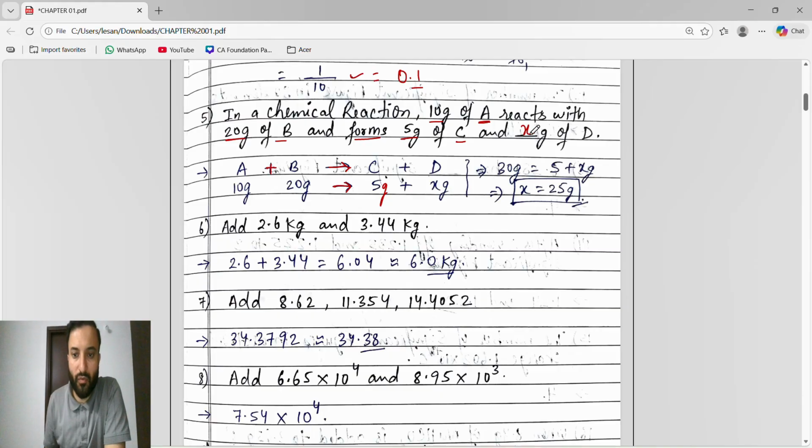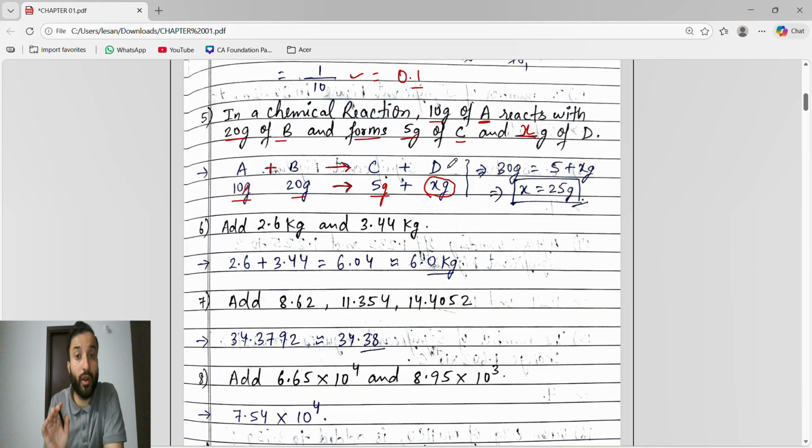So guys, see, we have to find X. Understand this very important thing: whenever you get this type of question, where they have given the weight of a few compounds or elements, you have to find the weight of the remaining one. Here you can see A, B, C, D, four are there. They have given the weight of A, B, C, and we have to find the weight of D. So first of all, we have to balance the chemical reaction. All chemical reactions are balanced.